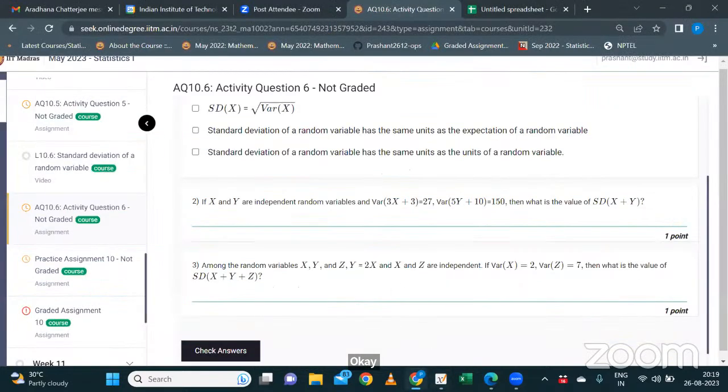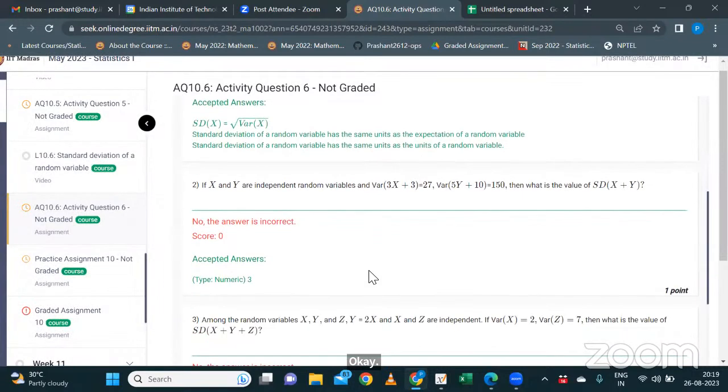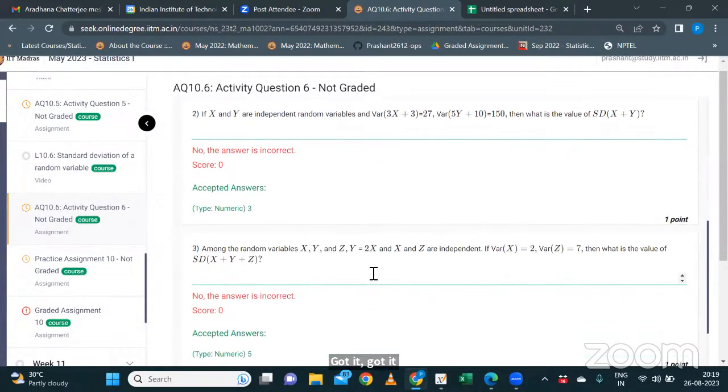Is this the answer? Got it. Yeah, 3 is the answer. Yes, actually, I was disconnected.